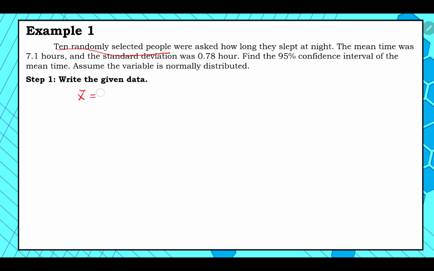So our sample mean is equal to 7.1 hours, and our sample standard deviation is equal to 0.78 hours. And we're going to use a 95% confidence level. And we have 10 randomly selected people. That means we have a sample size of 10.